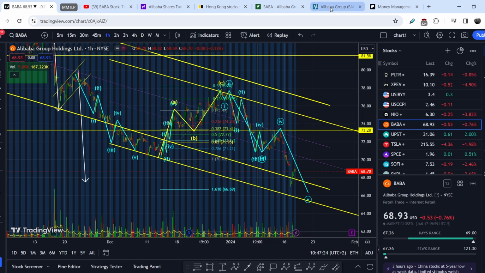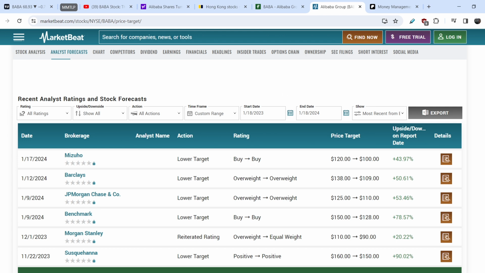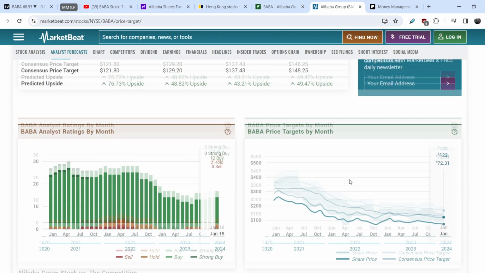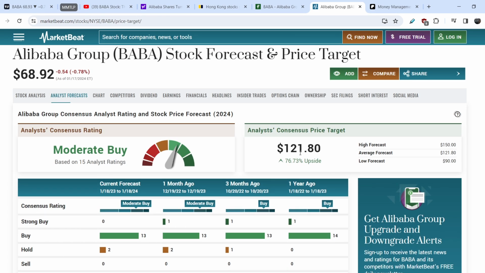But on the other hand, let me show you this list of analyst firms who made their forecasts on Alibaba. And we have one filing since I made my previous video. Mizuho published their report, and they lowered the price target. They set the rating as a buy, and they reduced the price target from $120 to $100, which is still quite a bullish forecast for more than 43.97%. And in general, if you take a look right here, the analyst consensus price target is $121.8, which is more than 76% of upside potential.